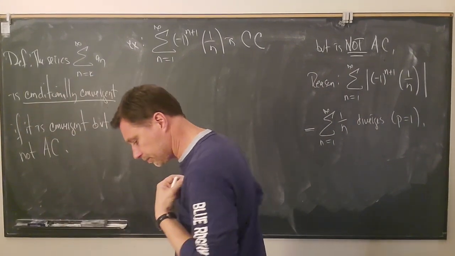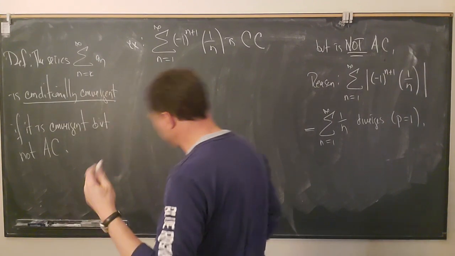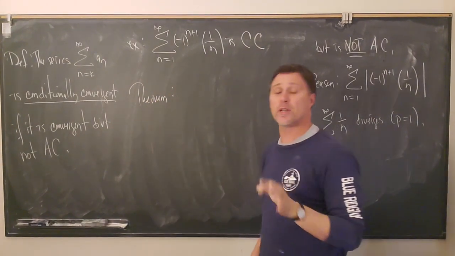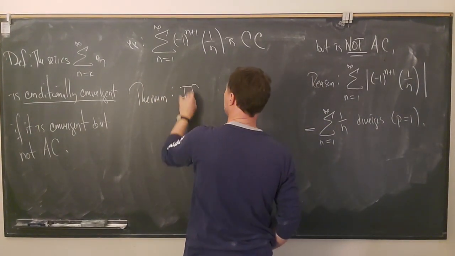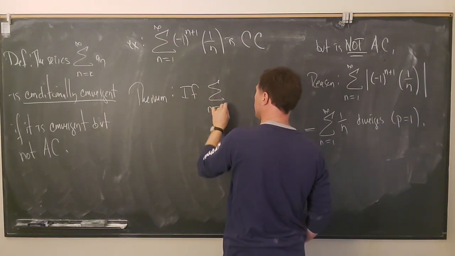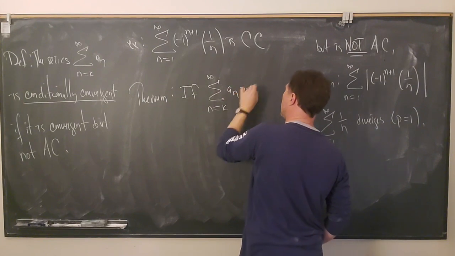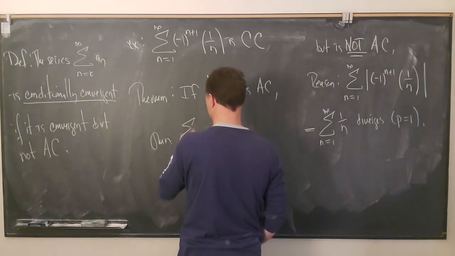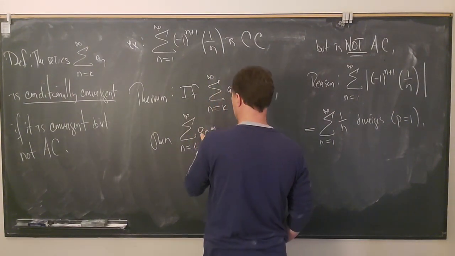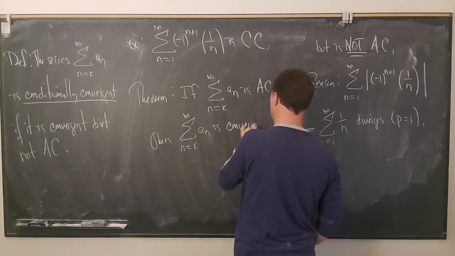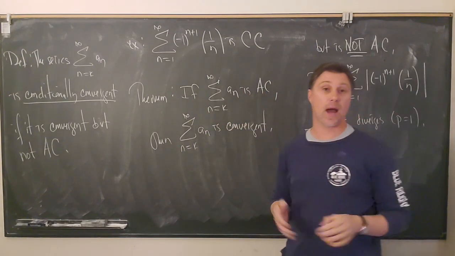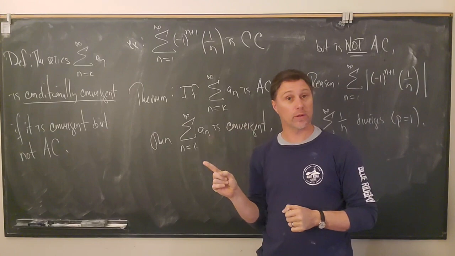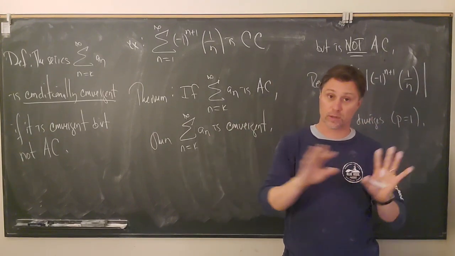So now, oh, yeah, I need to say this first. So here's a fact. If it's absolutely convergent, then it's definitely convergent. So if the series is absolutely convergent, then the series is convergent. Now, what that means is there's now three options. Anytime you have a series, one of three things is true. Either the series is absolutely convergent, conditionally convergent, or divergent, right? So those are your three options.